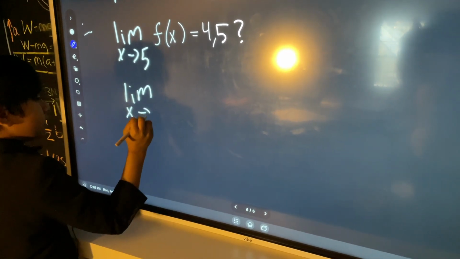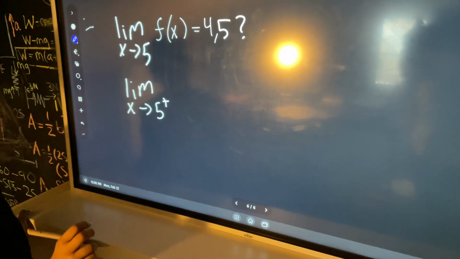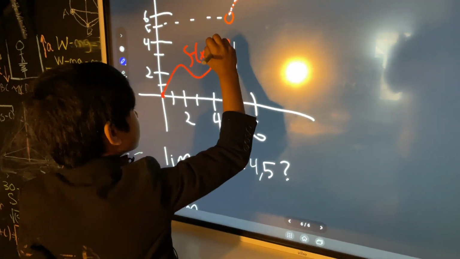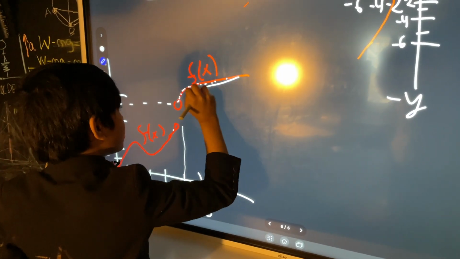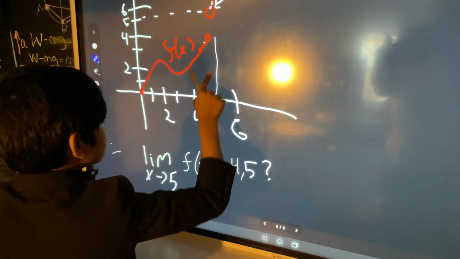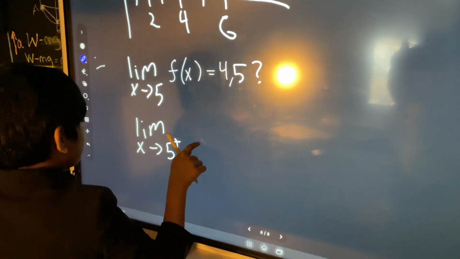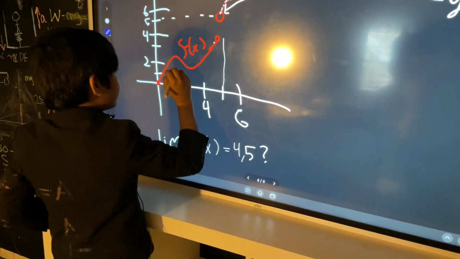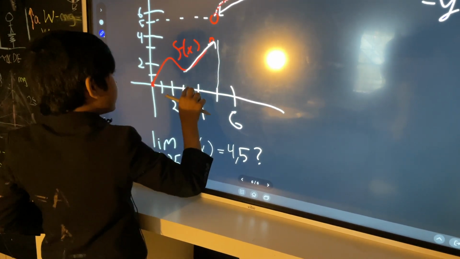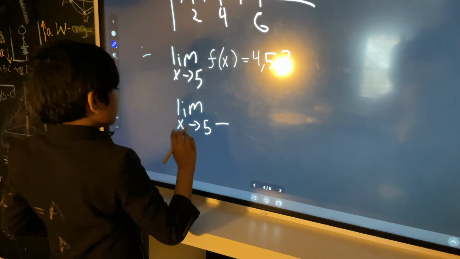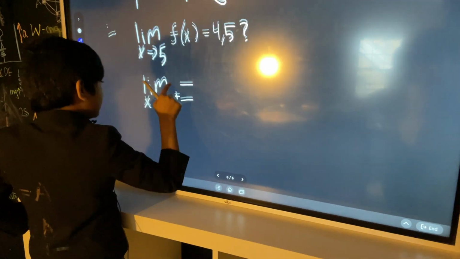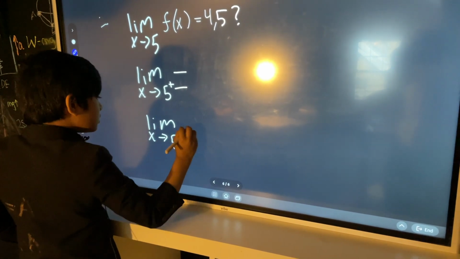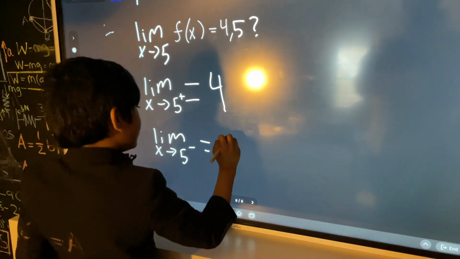What you do is you can either do x to 5 positive, which means you're coming from the right, just like in this scenario where you are coming from the right. Or you can do the negative to show you're coming from the left. Like over here, it was coming from the left. So now this problem has 2 solutions. And they can each be represented individually.